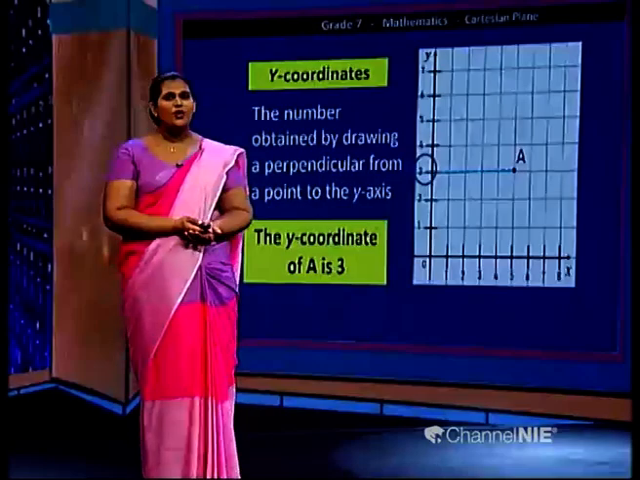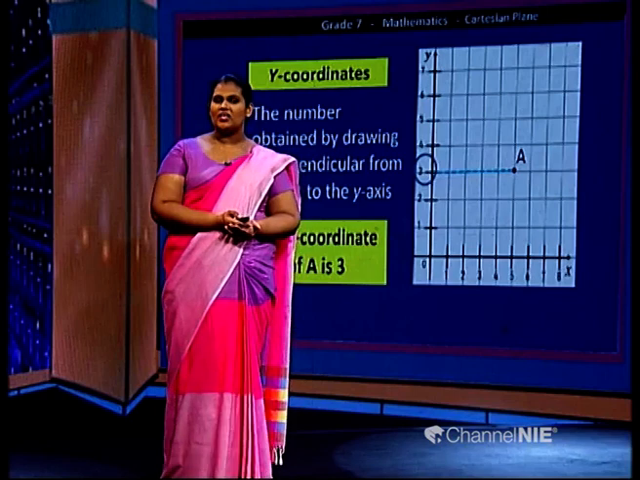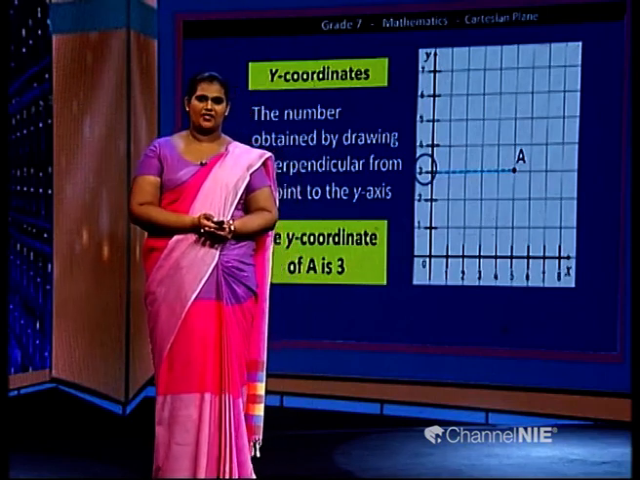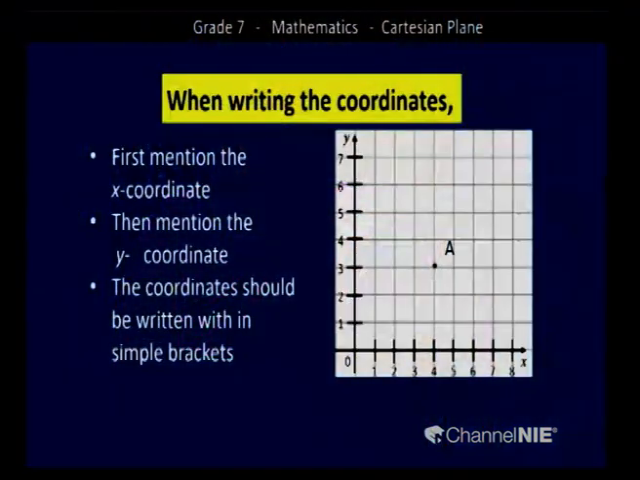Right. Now, we know what the x coordinate means and what the y coordinate means. But to tell the location of a point, we need to have both coordinates together. So, when we are writing the location of a point, first we have to mention the x coordinate, then we have to mention the y coordinate, and most importantly, we have to mention those coordinates within a simple bracket.